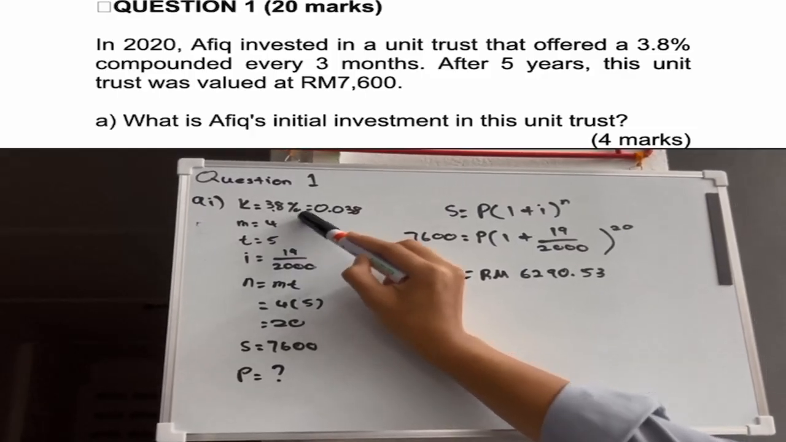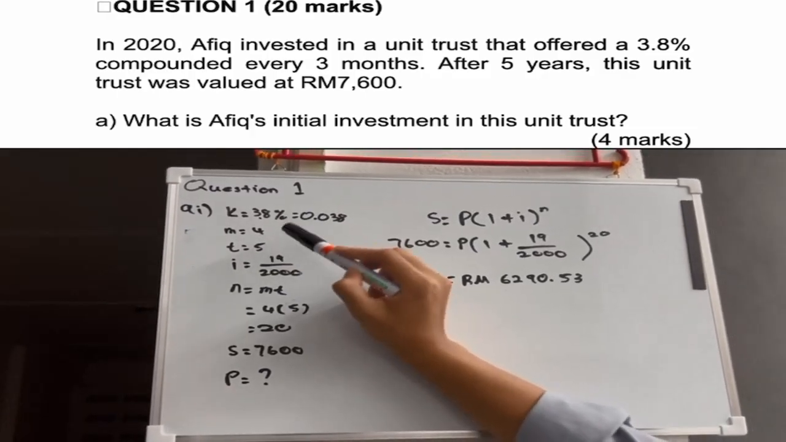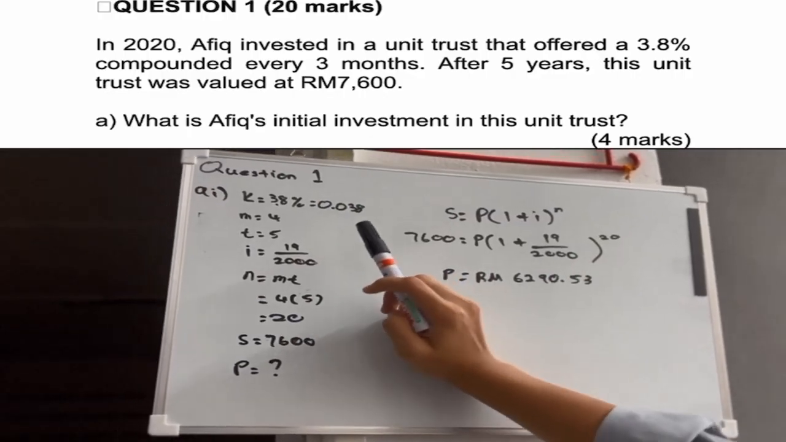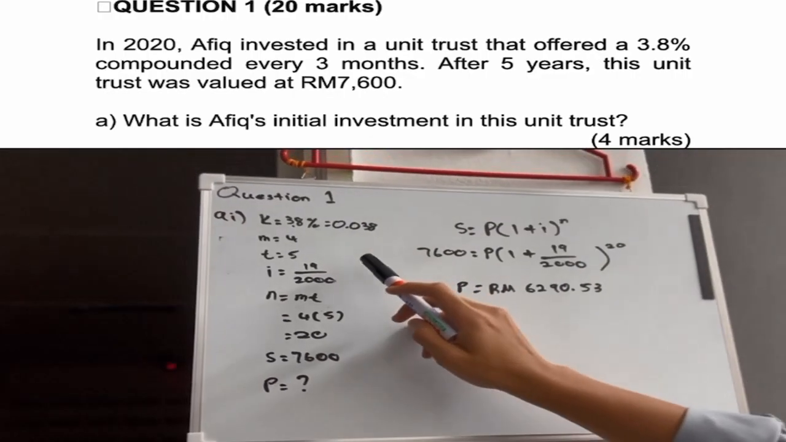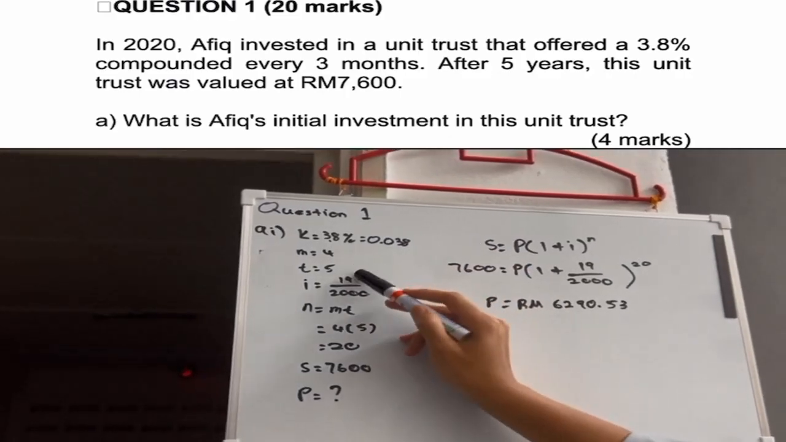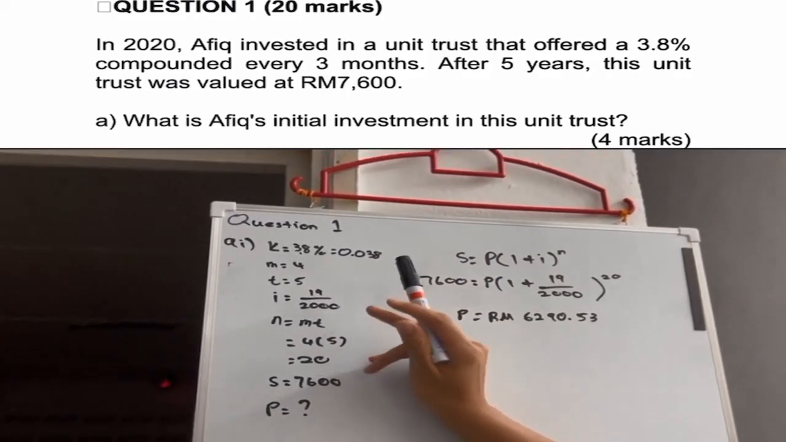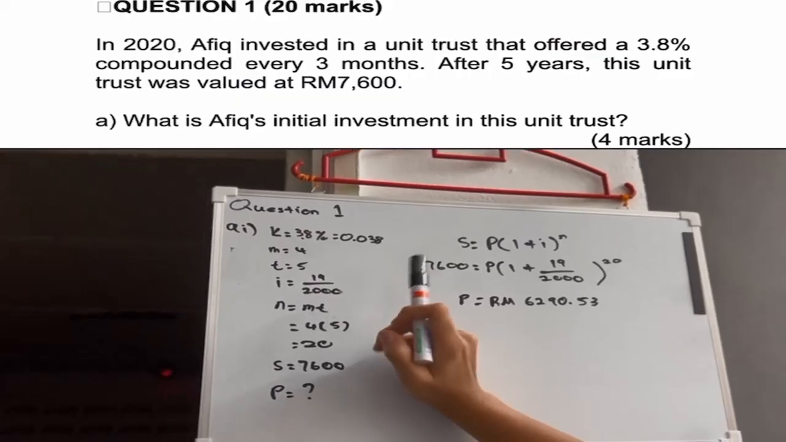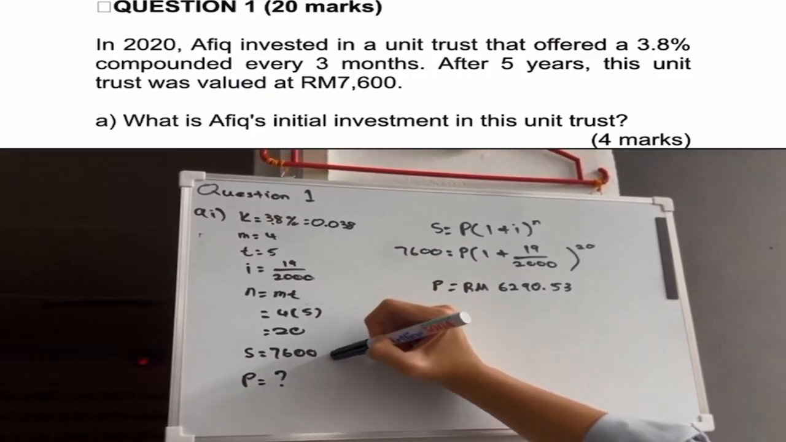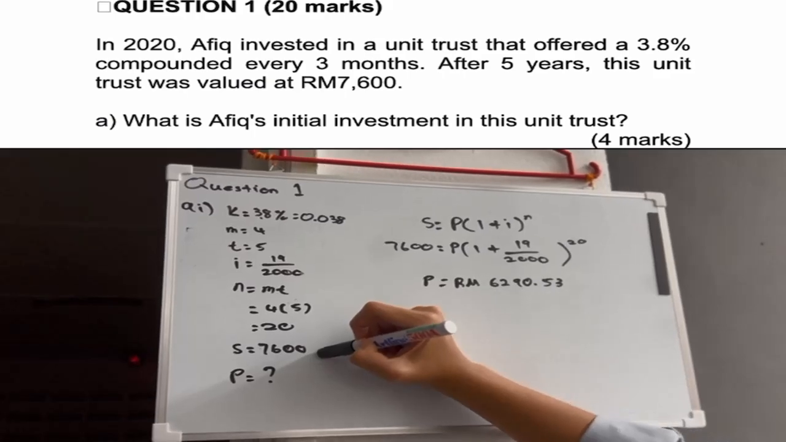Afiq also compounded every 3 months, and that will be 4, because 12 divided by 3 months. And then after 5 years, this unit trust was valued at 7,600. So we know that after 5 years, which is the time period taken, this unit trust was valued at 7,600, which will be our accumulated amount at the end of the 5 years.